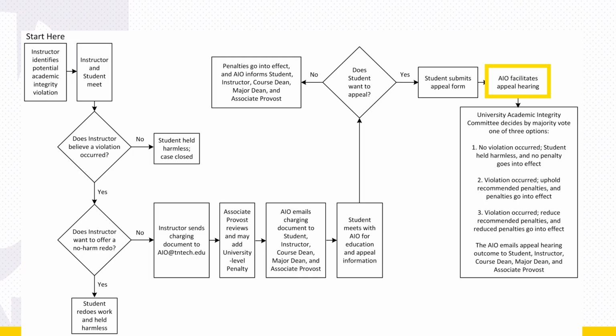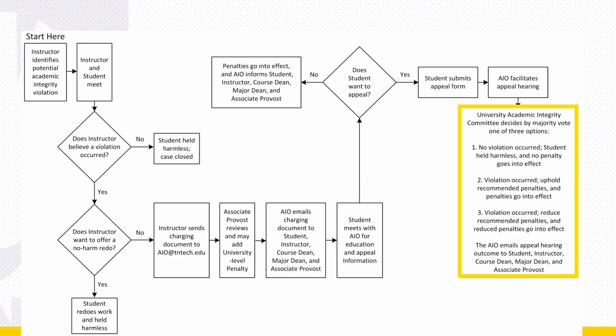You and the student will then be asked to leave so the committee can deliberate and vote. The committee will vote for one of three options. One, that there was no violation. That means the student is held harmless and receives no penalties. Two, a violation did occur and all recommended penalties should go into effect. Or three, a violation occurred, but the recommended penalties should be reduced. The committee will decide what the reduced penalties are. This reduction may affect the university level penalty, the class level penalty, or both.